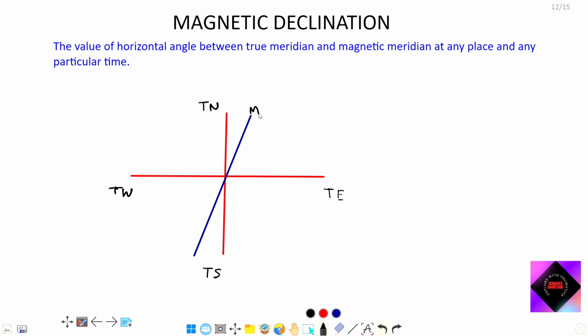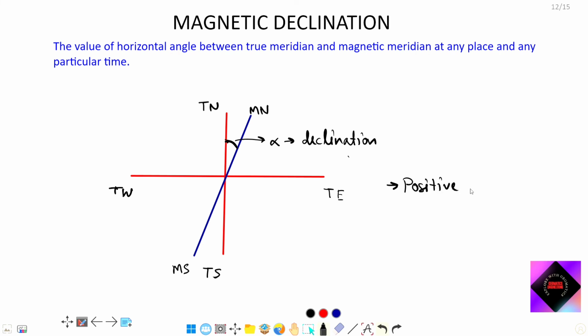This is our magnetic north and magnetic south. So this is our magnetic meridian. The horizontal angle between these two meridians is known as declination. If magnetic north is in the east direction of the true north, then this declination is taken as positive.